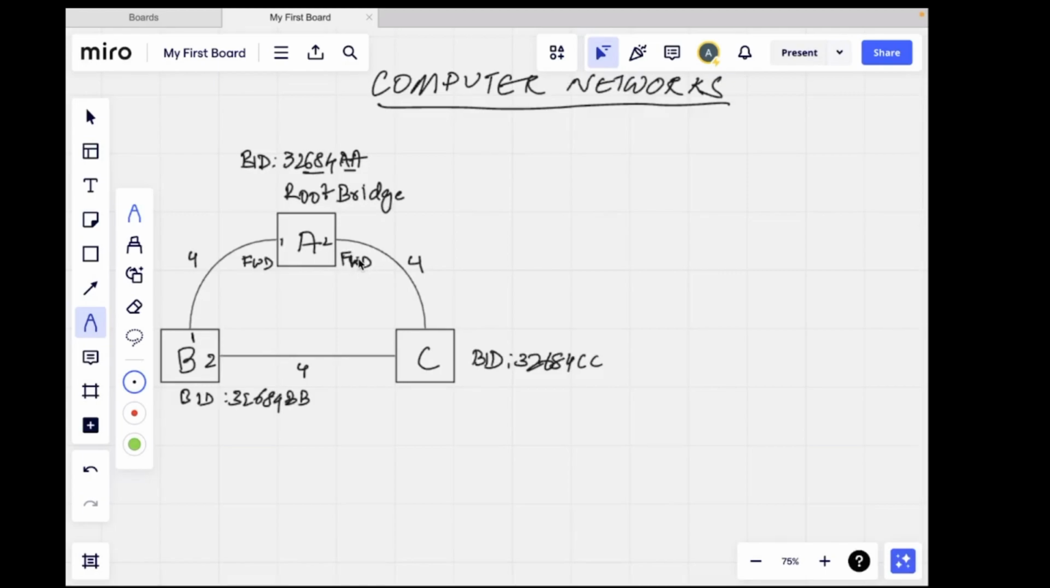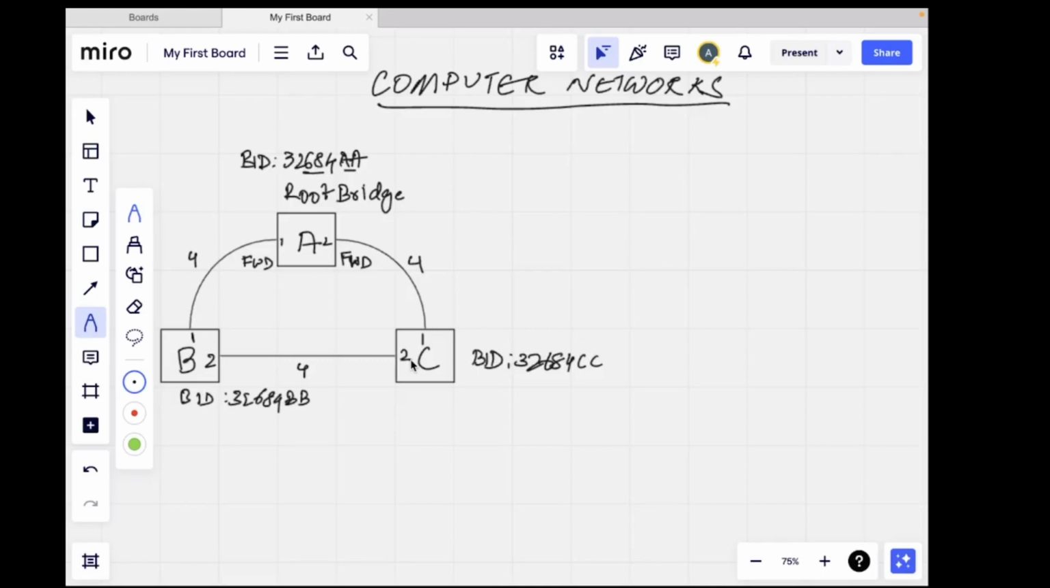Okay, now what switch B and switch C have to do is decide which of the two ports, let's say this is again 1 and this is 2, has the lowest cost to reach the root bridge. Okay, for B, interface 1 to the root bridge is cost 4, and the other path is via interface 2, which is 4 to C, and then from C to A it's again 4, so it's 8, right?